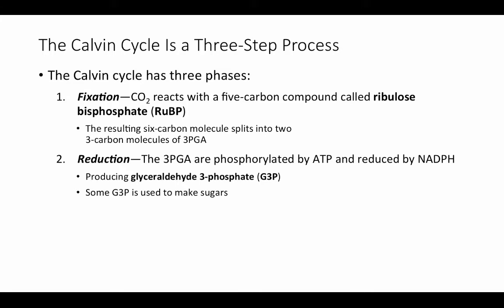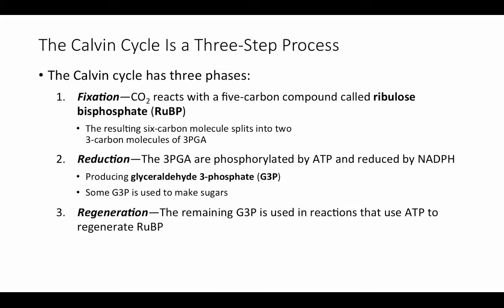Some of that G3P is going to be used to make sugars, so it's going to be kicked out of the Calvin cycle and used to synthesize glucose if two of them are combined together to make that 6-carbon glucose, which can then be put together into more complicated sugars.